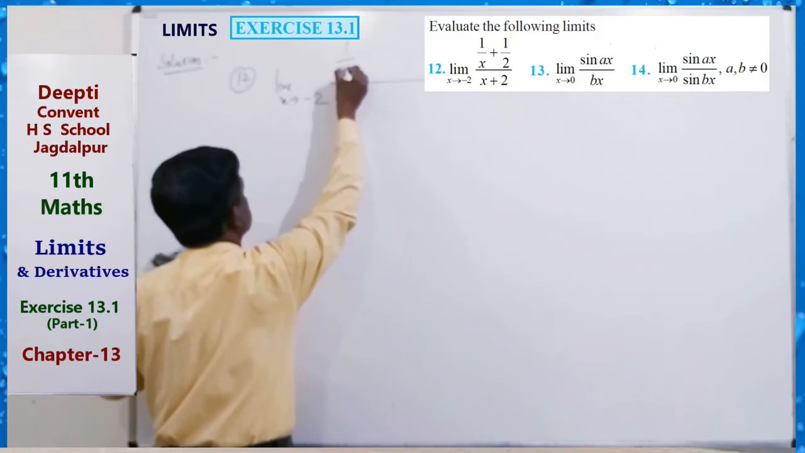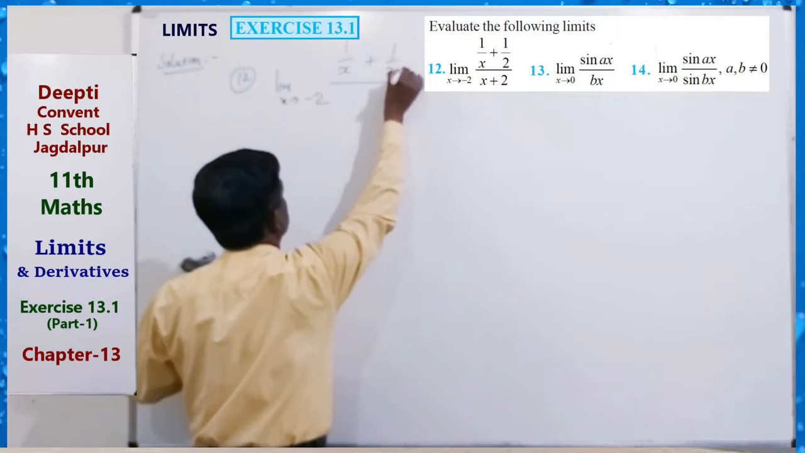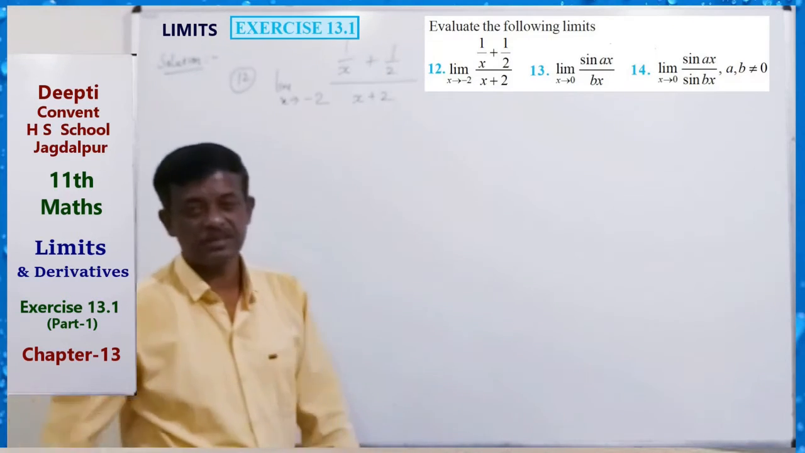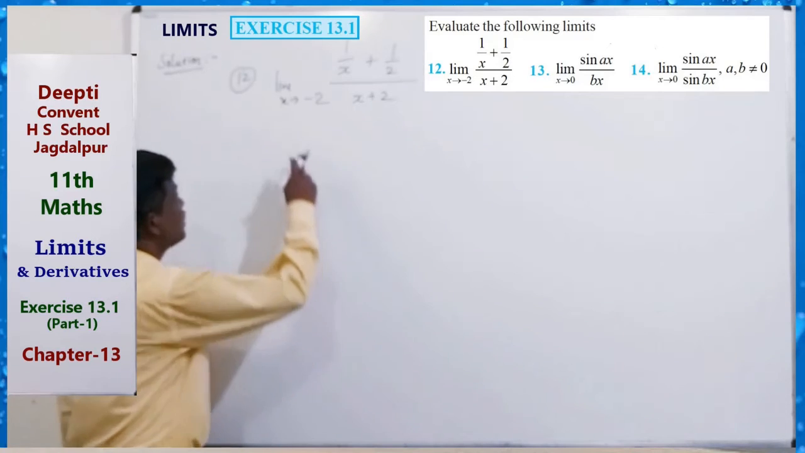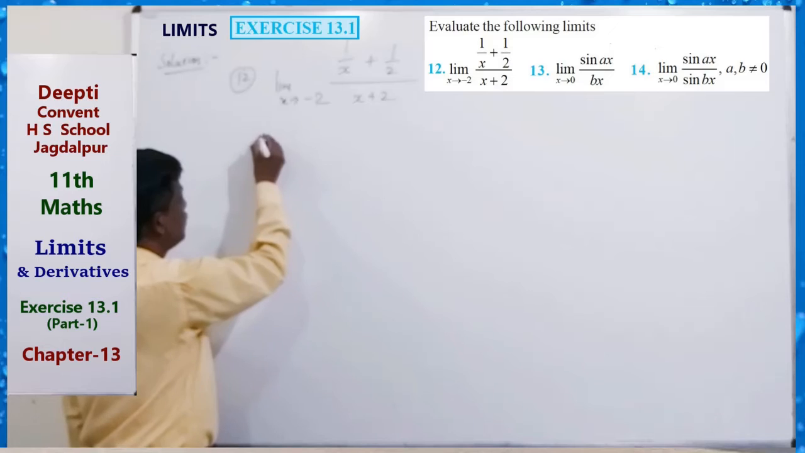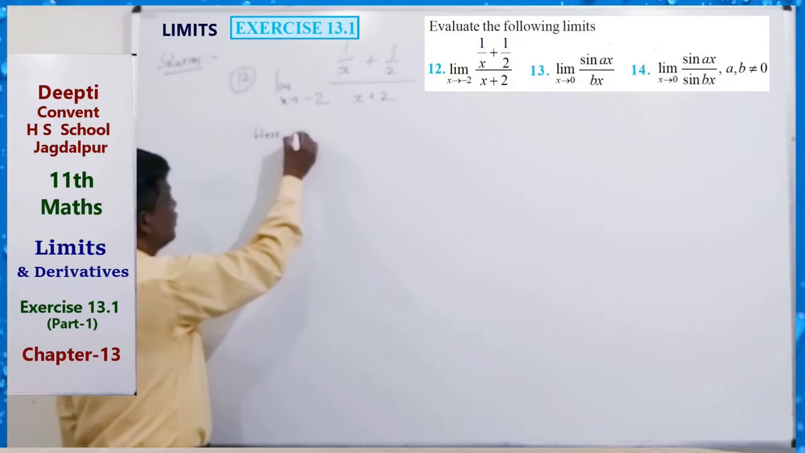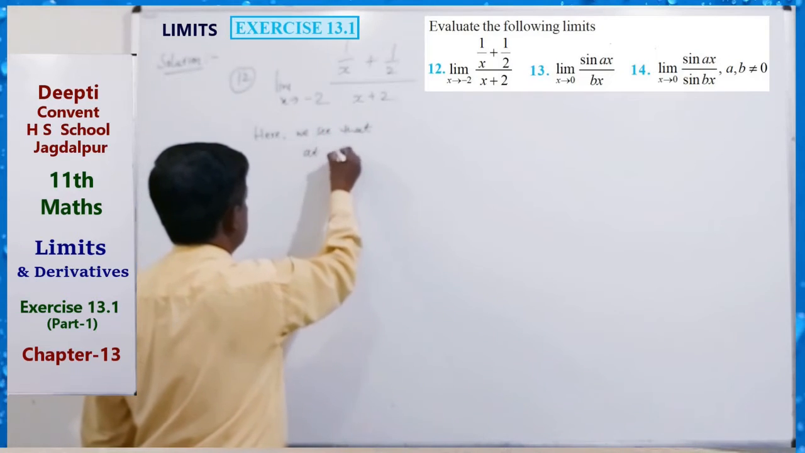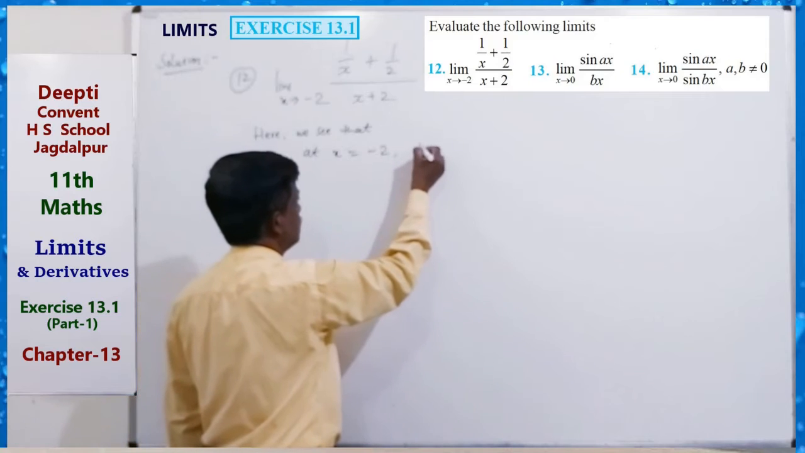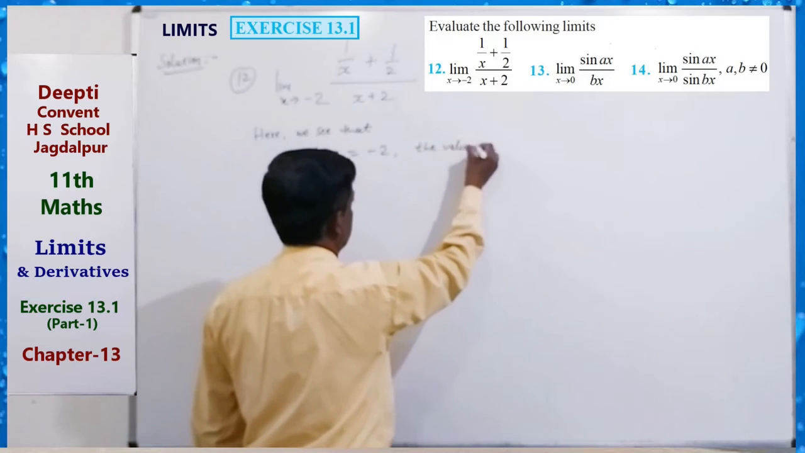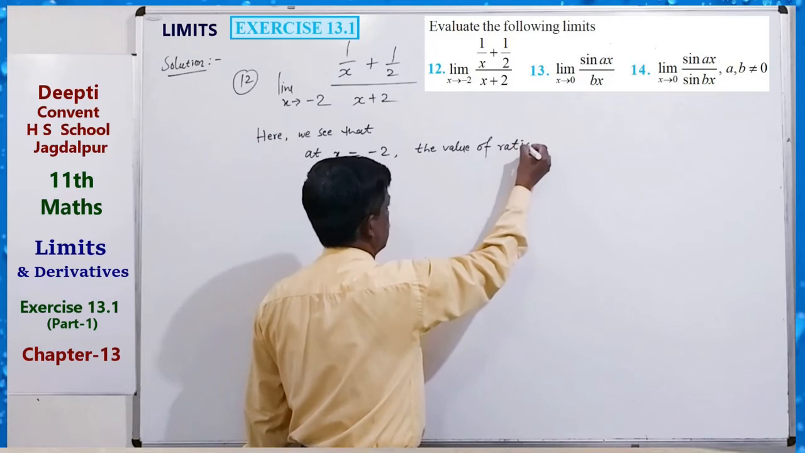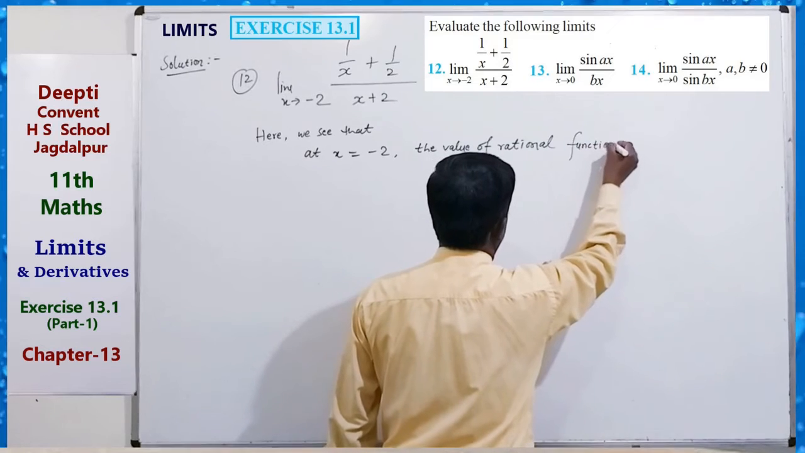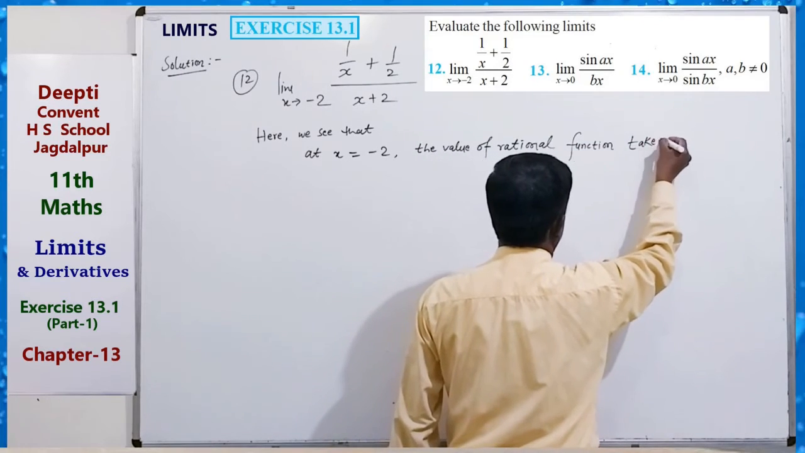Limit of 1 by x plus 1 by 2, upon x plus 2. So this is a given rational function and we have to find the limit, x tending to minus 2. If we put x equals minus 2, we see that the value of the rational function takes the form 0 by 0.